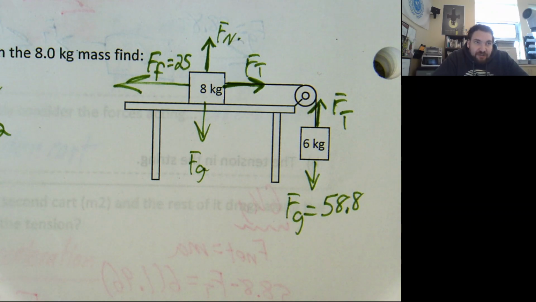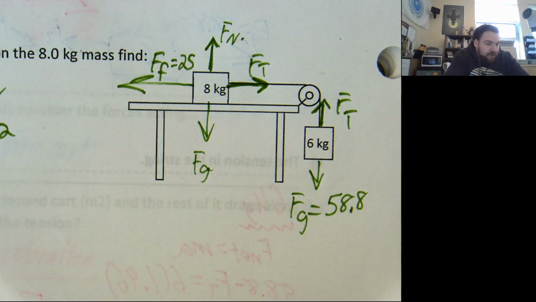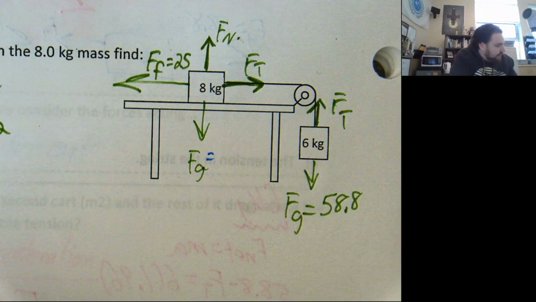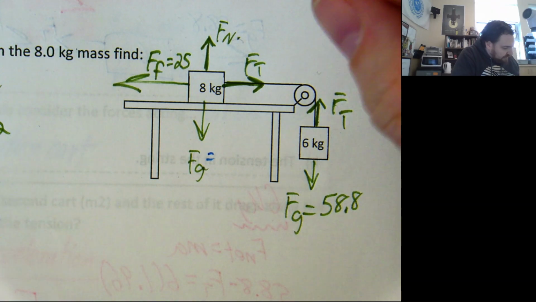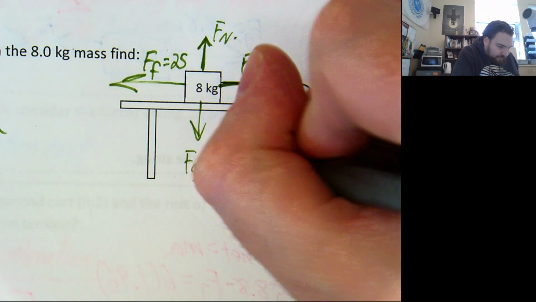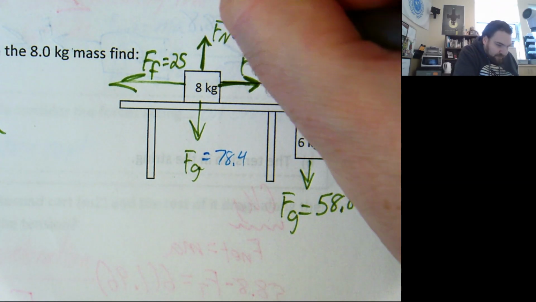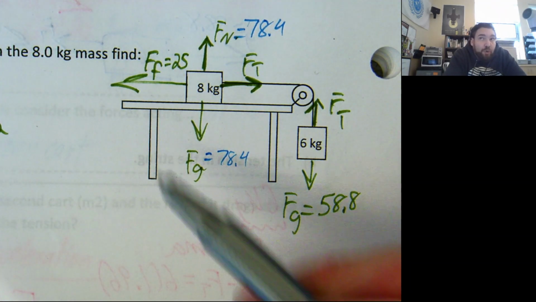How big is the Fg? Sorry, which Fg are you talking about? This one or this one? This one, okay. So that's okay. This Fg is going to be 8 times 9.8. That's 78.4. So this normal force is 78.4. The friction force is 25. We told that in the problem.